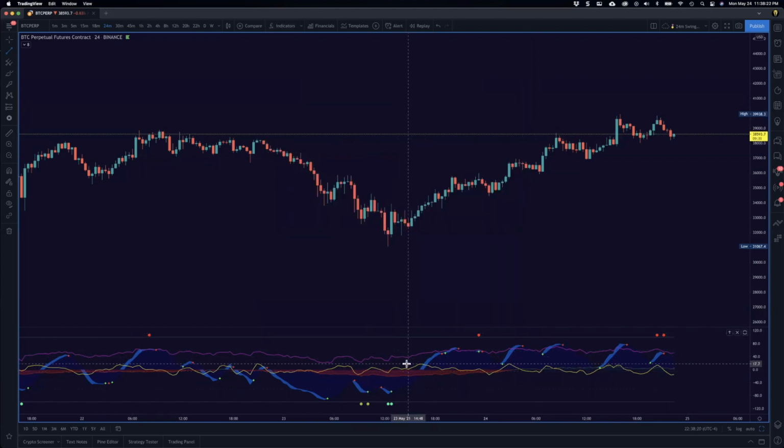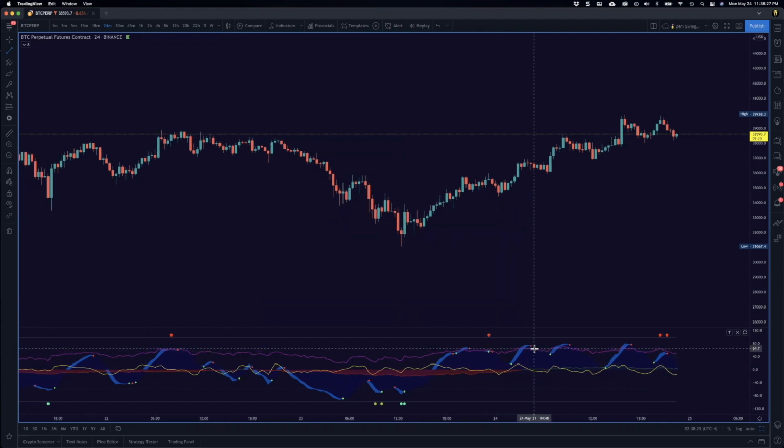Mine is slightly modified. Everybody can modify theirs. That's the beauty of this indicator. You can change the colors, remove stuff you don't care about. As you can see, mine is pretty nice and clean because, as I said, I don't like a lot of stuff going on, and I'm going to have a lot of stuff going on in a minute here. So that's the first thing I'm going to do.